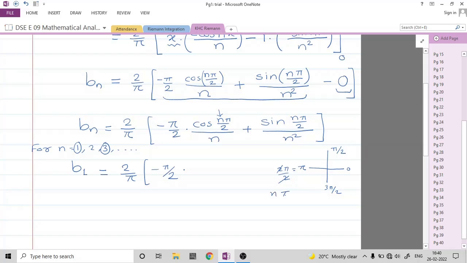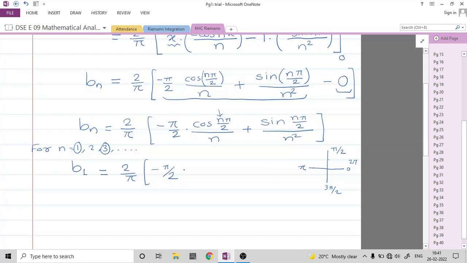If in n pi by 2, n is an even number, 2 will divide it, so we get a multiple of pi. Okay, so a multiple of pi means this is 1 pi, 2 pi means again 0, 3 pi means again pi, 4 pi means again 0 or 2 pi. So even multiples give you either cos 0 or cos pi, pi, 3 pi, 5 pi, 6 pi. Like this, accordingly you can find its value.